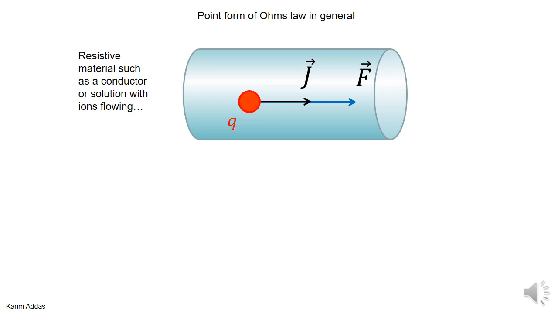In this part we want to discuss Ohm's law, but not Ohm's law that you know about from school, that delta V is I times R. We want to look at the point form of Ohm's law.